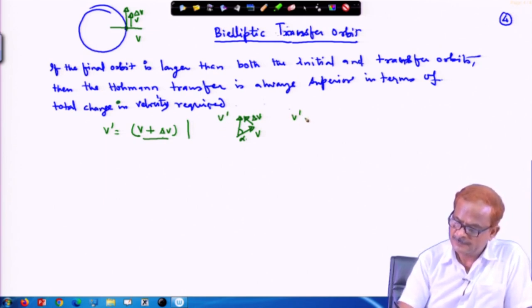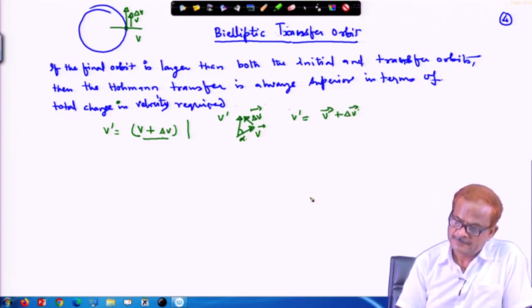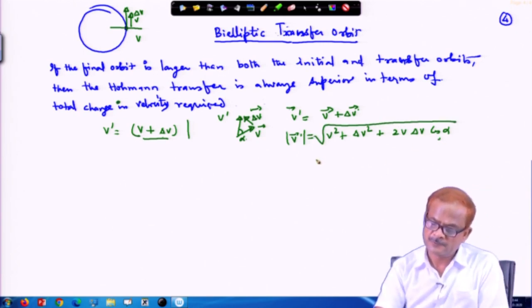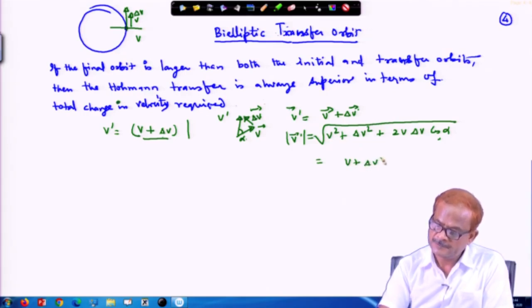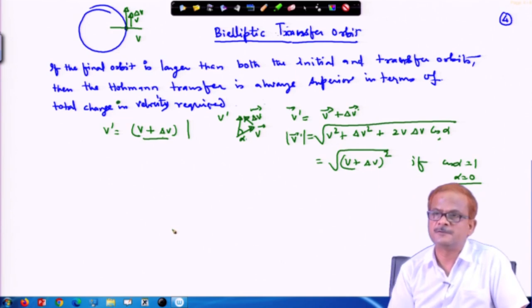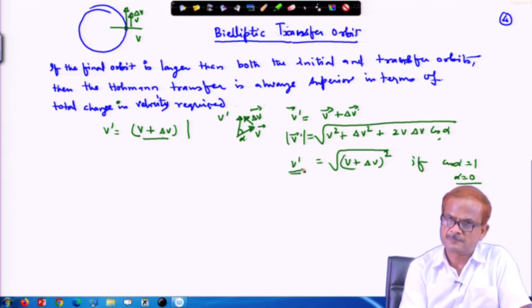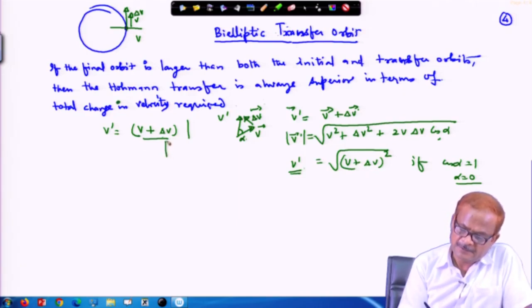So V prime, as we have looked into, is given by V plus delta V, and magnitude-wise V prime is the square root of V square plus delta V square plus 2 V times delta V times cos alpha. Only when cos alpha equals 1, that is alpha equals 0, you get the square root of (V plus delta V) square. In that case only you get the changed velocity to be the maximum. Other way to state it: if the tangential impulse is applied, the change in velocity is maximum.